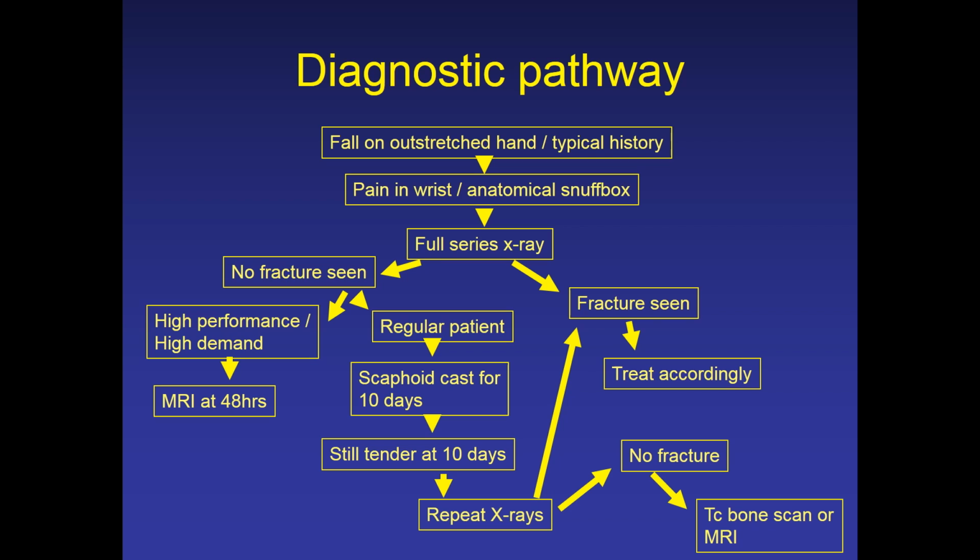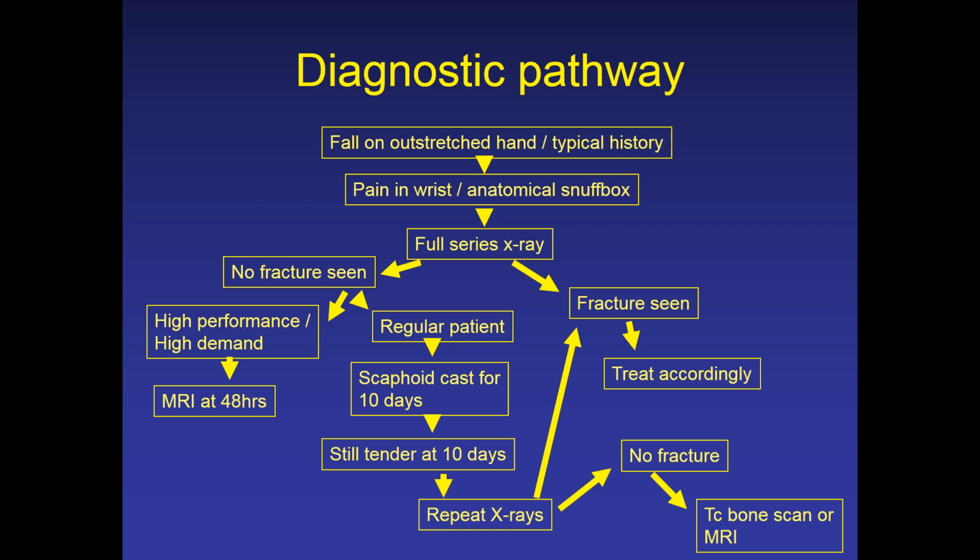starting with the history, the typical history, that anatomical snuff box pain, which we all know about. And then we do the full series of x-rays, being your AP, your lateral, your pronated and supinated obliques, and sometimes your clenched fist view, just to exclude your scapholunate ligament injuries. If no fracture is seen on this side, and it's a regular patient, then we put them into the cast for 10 days, still tender, we repeat x-rays. At this stage, hopefully the fracture is seen, and then we know our direction. We know what we're going to do, and we can plan our treatment accordingly.